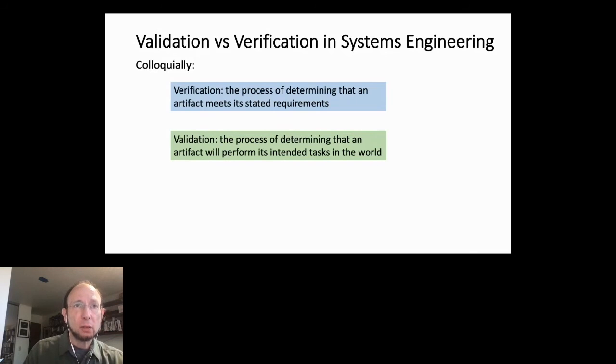In validation, we're interested in determining that an artifact will perform its intended tasks in the world. So this is a very different mind frame. Some of the actual physical activities are very similar, but the mind frame is, will it perform in the world? So that brings out different properties of validation.